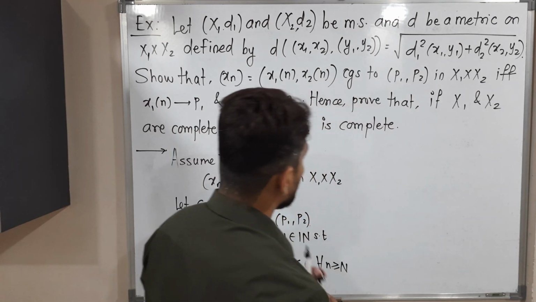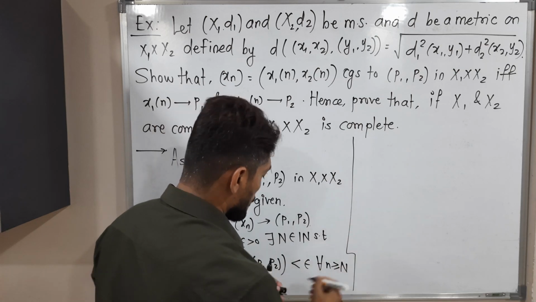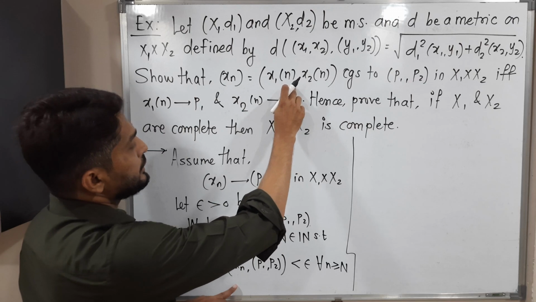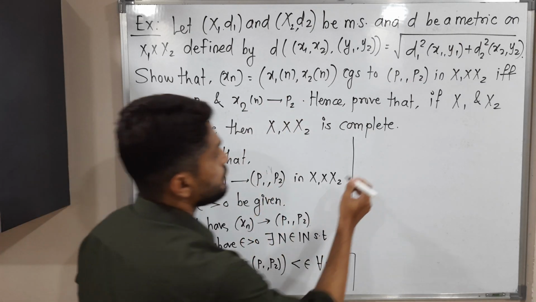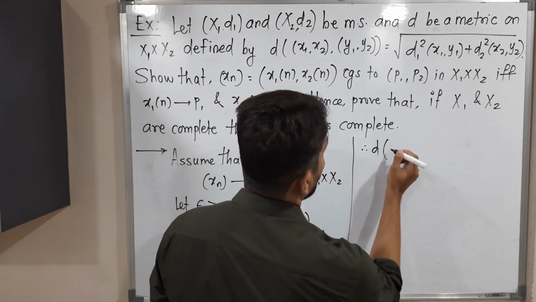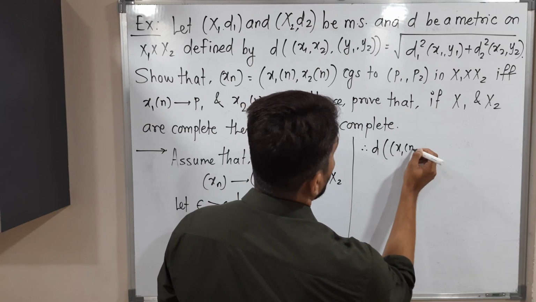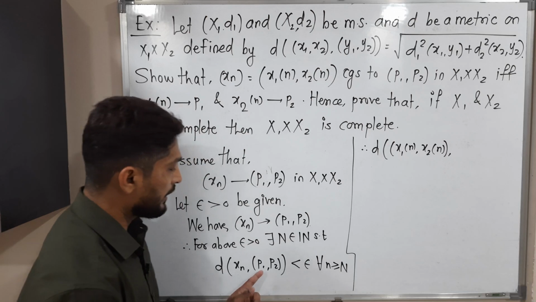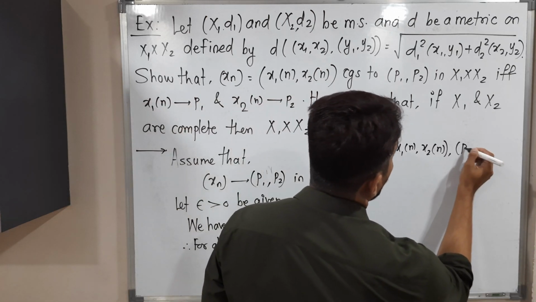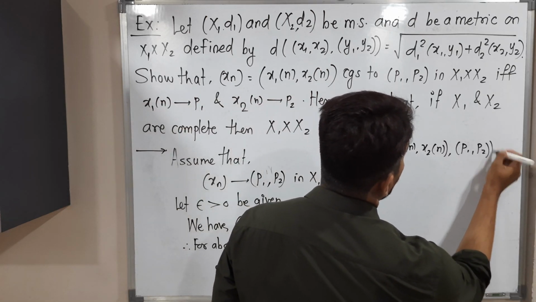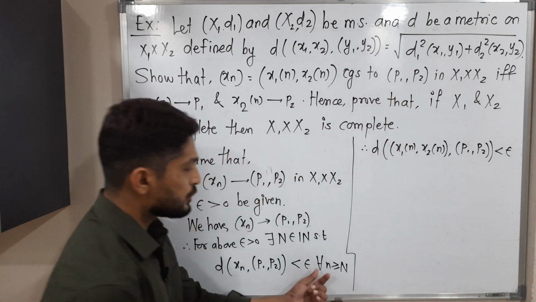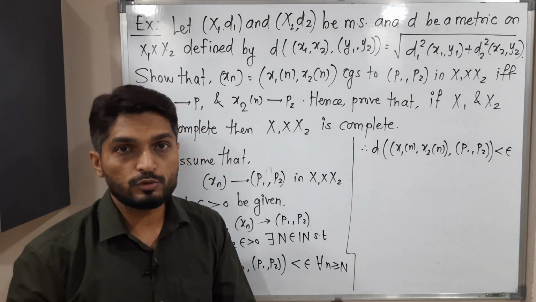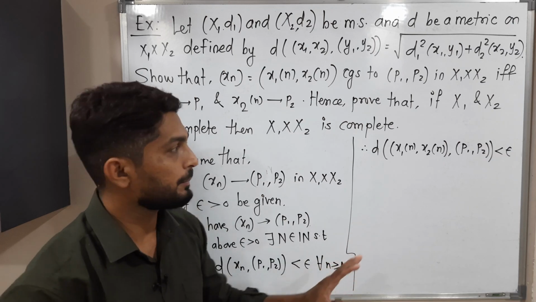Let us go further. What is the value of xn? My xn can be written in this way, so let me put its value. Therefore, d of ((x1n, x2n), (p1, p2)) is less than epsilon. Actually, I should carry this condition everywhere, but I don't have much space to write, so at the end I will mention it.